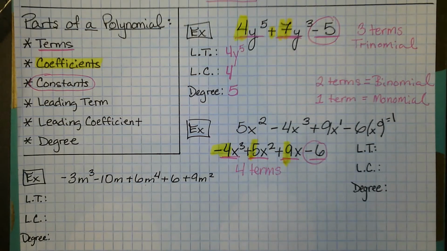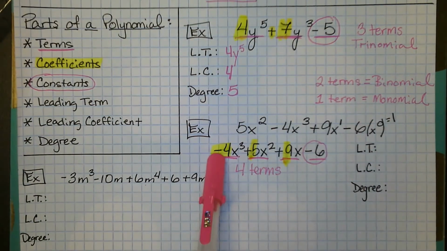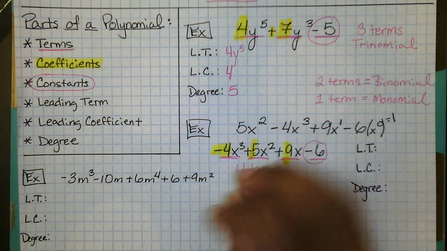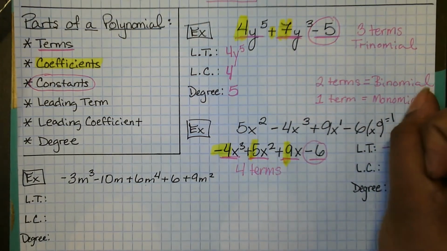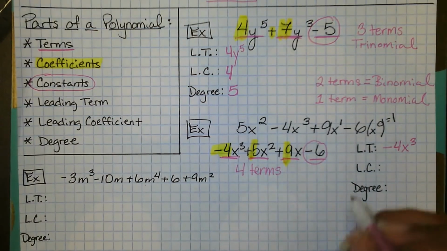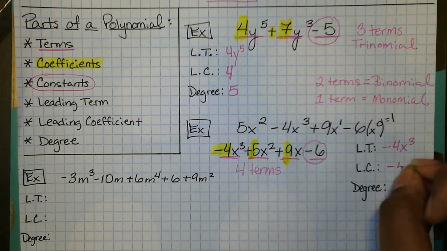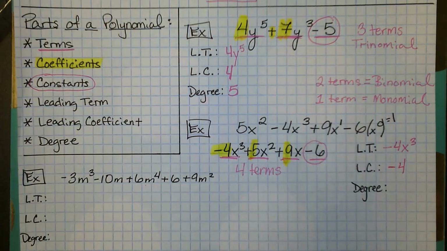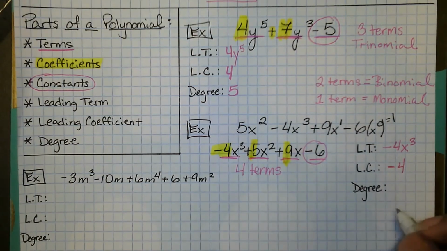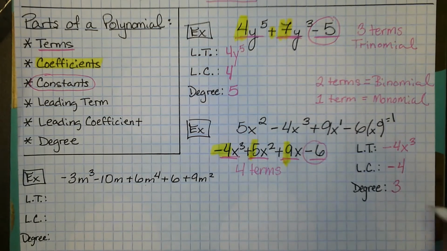So the leading term, remember, it has to be in standard form. So we're not looking at the original. We're looking at the rearranged polynomial. So our leading term is negative 4x cubed. The leading coefficient is just the coefficient of the leading term, which is negative 4. And the degree is the exponent of that term, which in this case is 3.